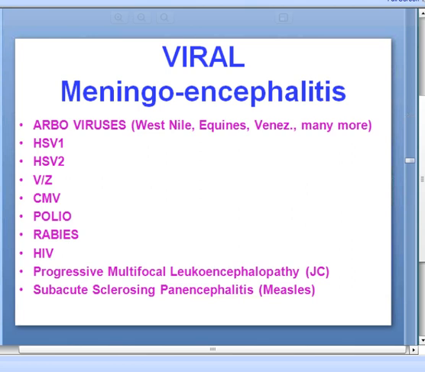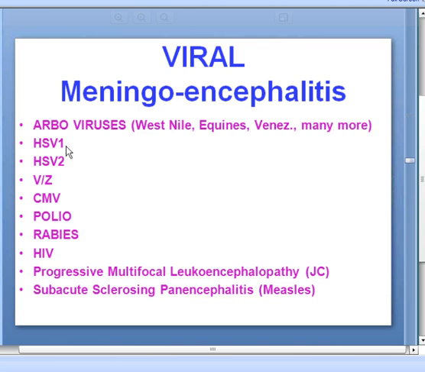And if you remember, West Nile is a good example of this. The so-called equine encephalitis, there's Venezuela, and there's a whole bunch of them. These are the arboviral encephalitis. And if they're severe, they would be a meningoencephalitis. But if they're primarily limited to the brain parenchyma itself, it would be an encephalitis.